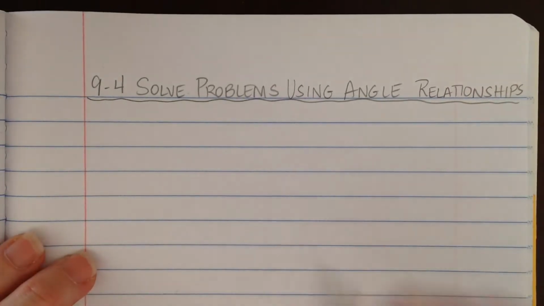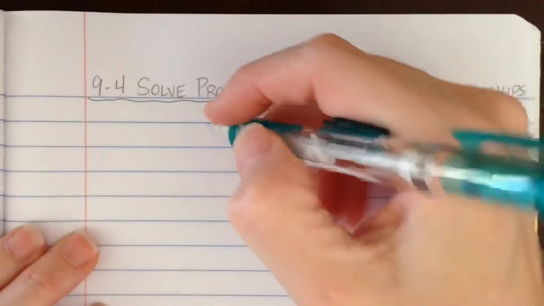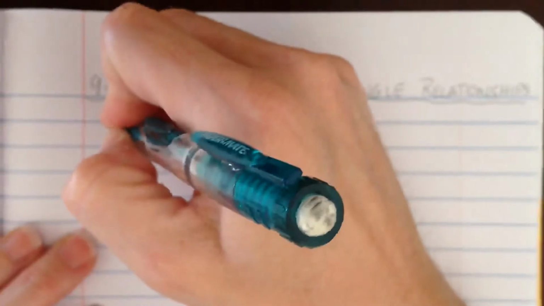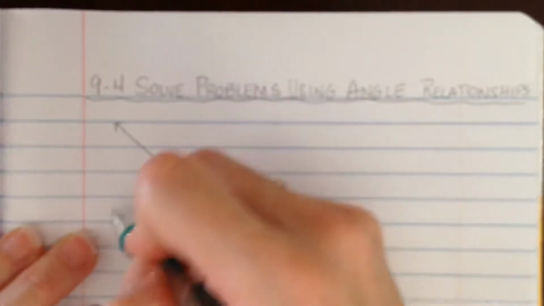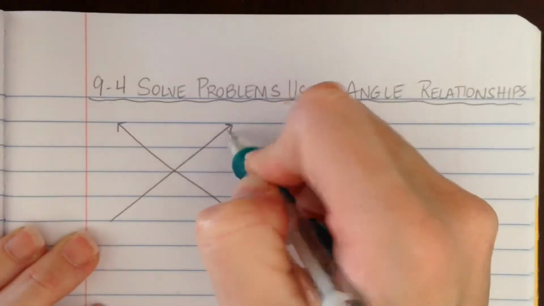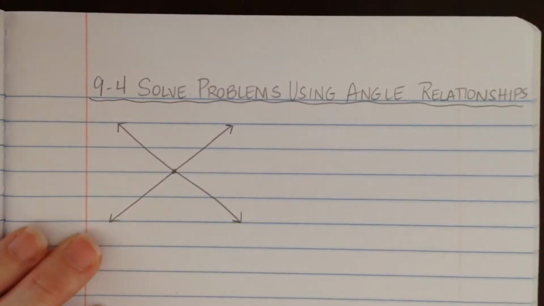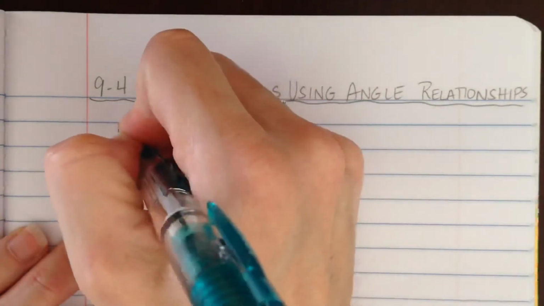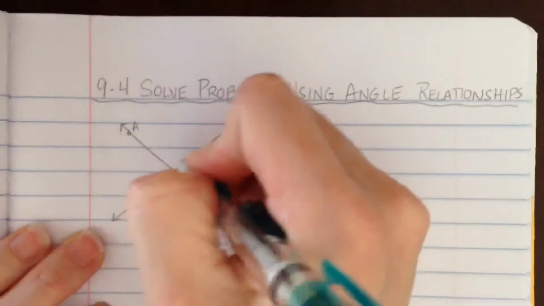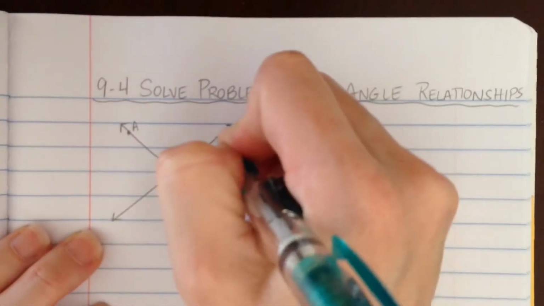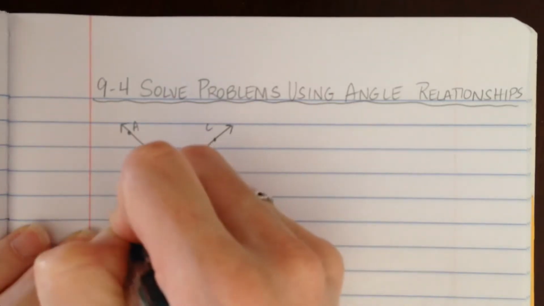So if we are given angle relationships, we're going to look at something like this, two straight lines crossing. When we create these two lines, I'm going to put some points on here. This is going to be A, the middle we'll call B, and this right here will be C, D, and E.